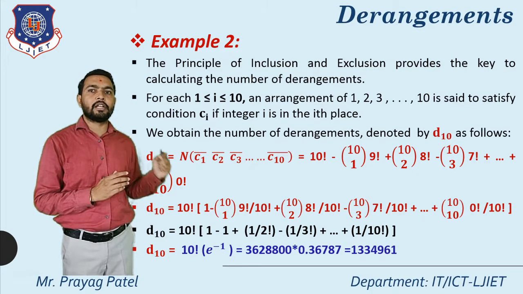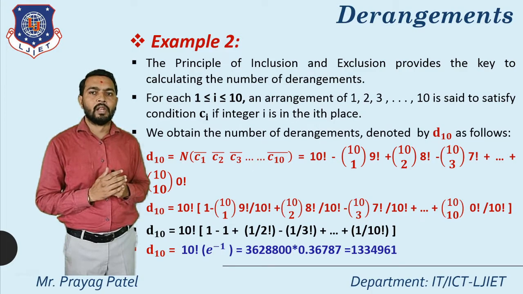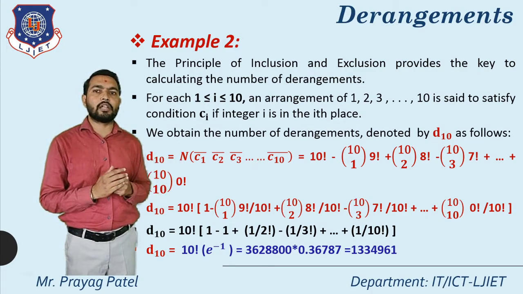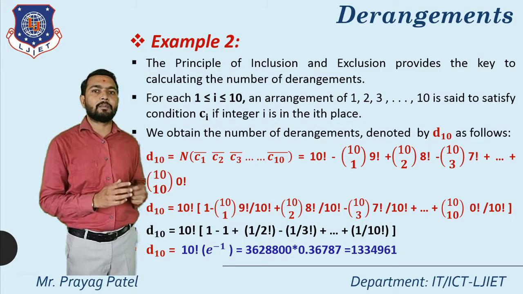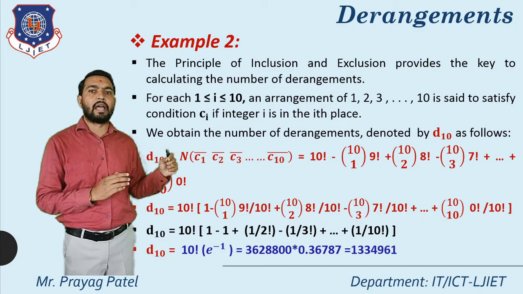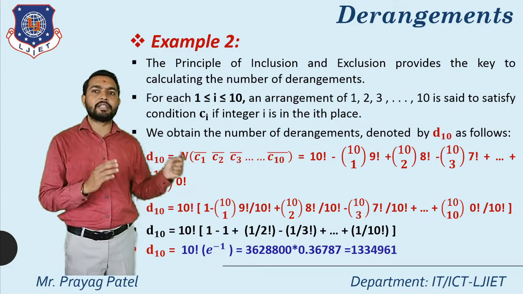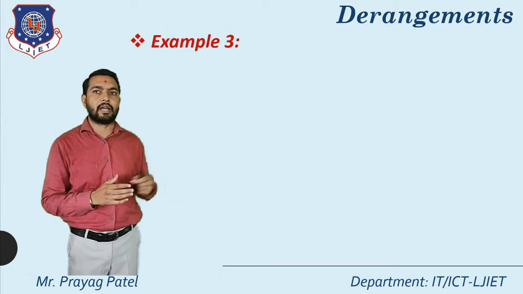Now the value of 10 factorial is 3628800. What is the value of e raised to minus 1? E raised to minus 1 is equal to 0.36787. Now when we multiply these two numbers we get the result 1334961. So this value is the derangement count for D1, D2 up to D10.